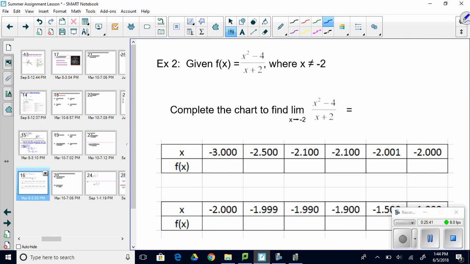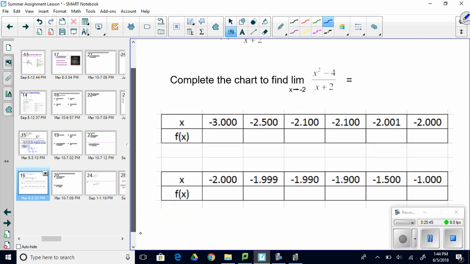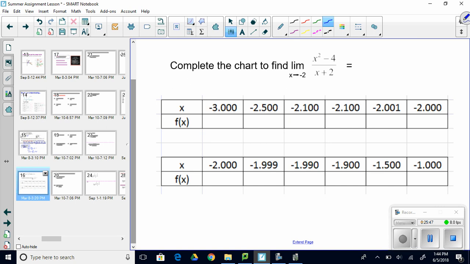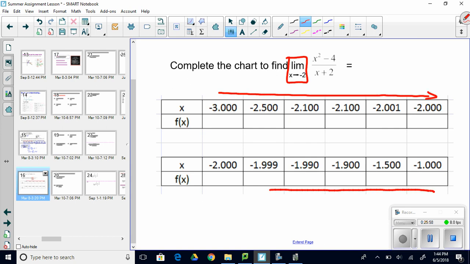So I gave you one to try. Go ahead and take a minute. Check this table out. We're looking at the limit as x approaches -2. So we have to check as it gets closer to -2 from the left-hand side, then as it gets closer to -2 from the right-hand side. So go ahead, pause me, fill this table in. I'm going to leave you here.